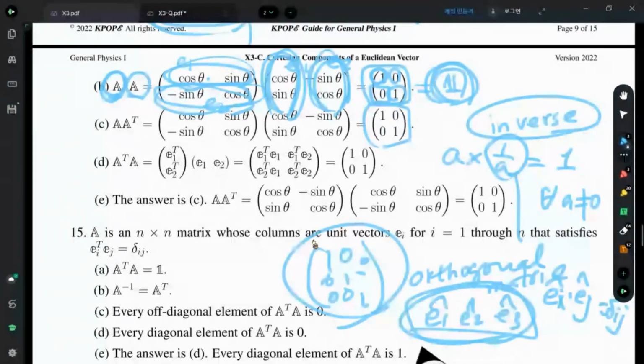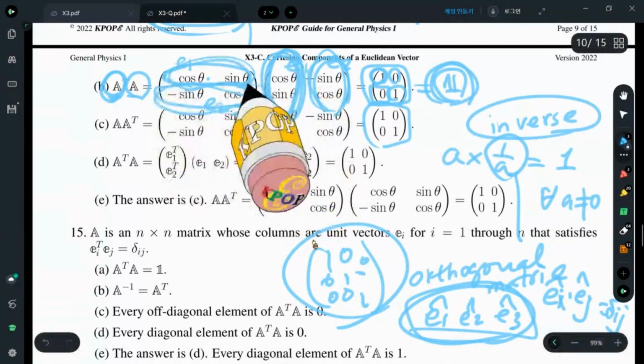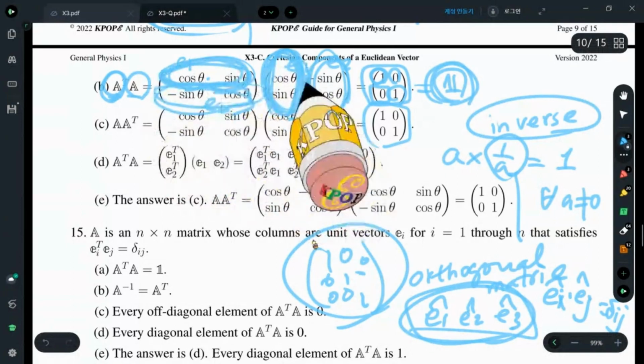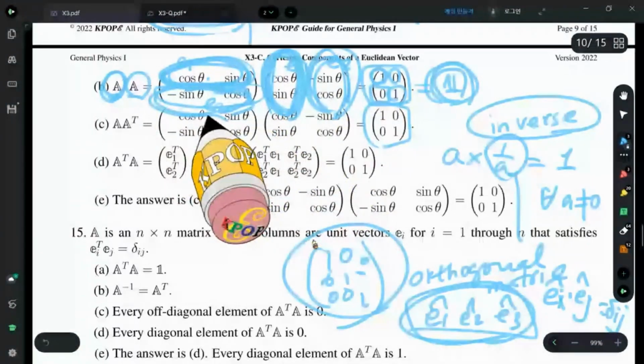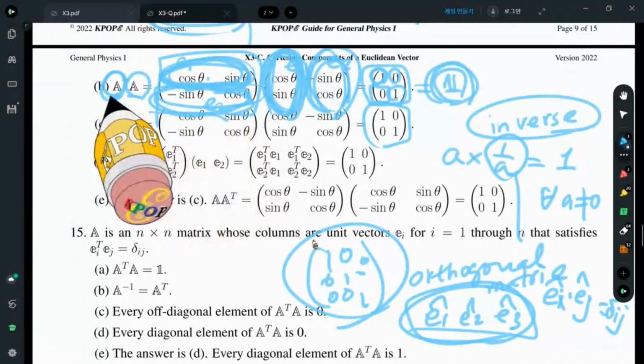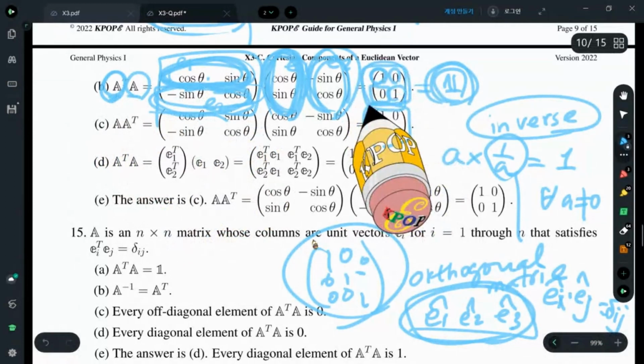In that case, the inverse matrix computation is trivial. You don't have to worry about it, just flip the columns into rows, columns into rows. I have found the inverse matrix. What is the inverse matrix? Multiply two matrices, and you have just the identity matrix.